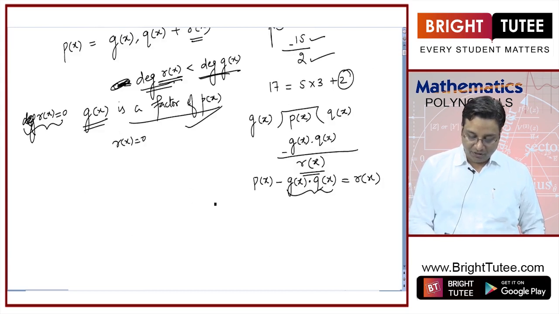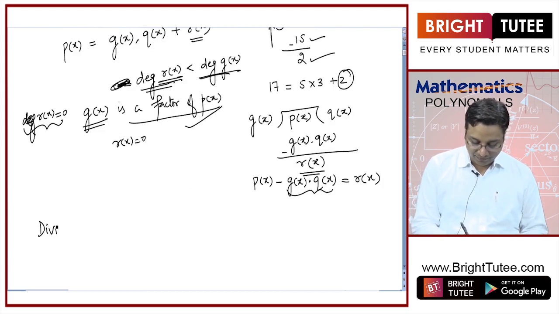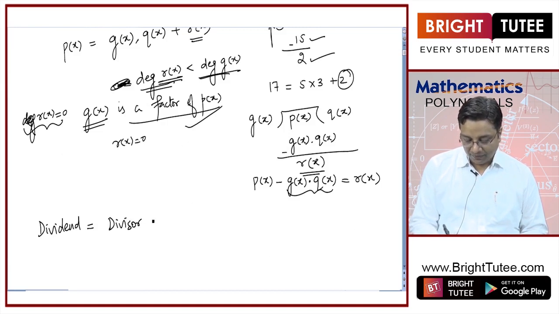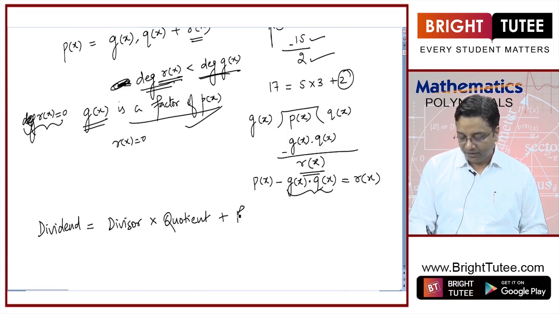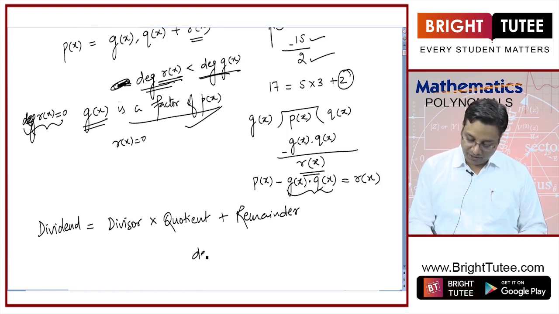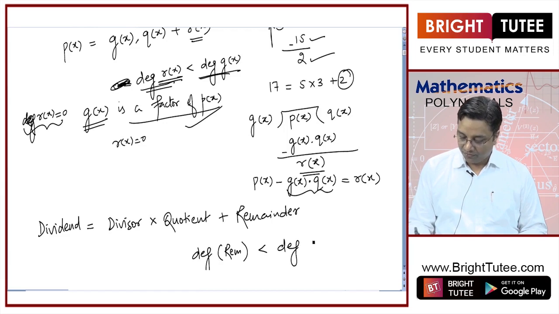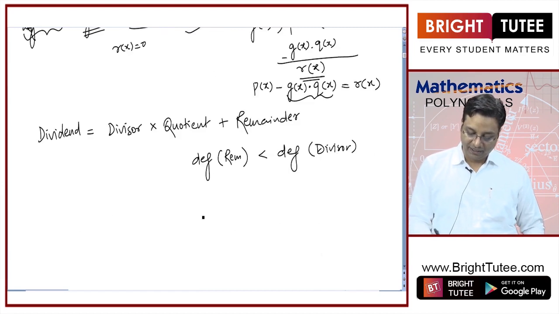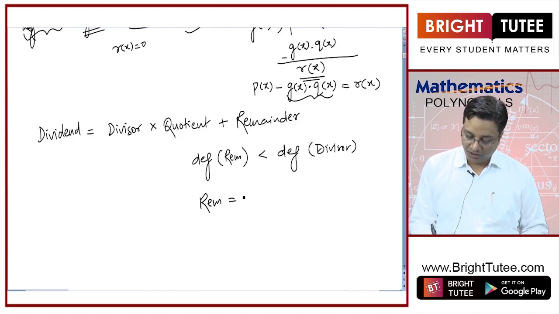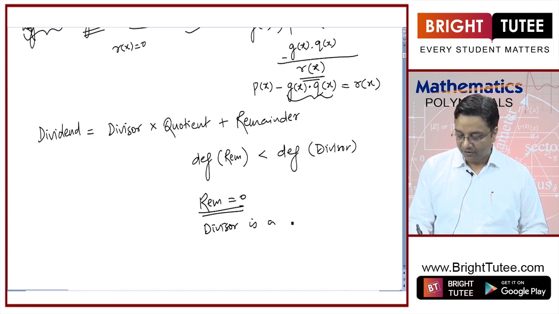So, the expression that we got is dividend is equal to divisor into quotient plus remainder, and the degree of remainder is lesser than the degree of divisor. And the remainder can be equal to 0 when the divisor is a factor of the dividend.